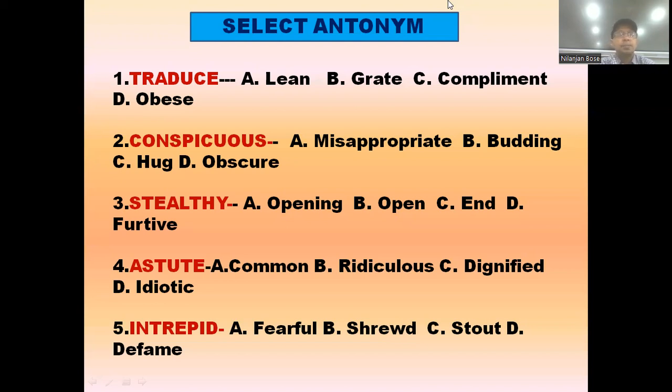Astute. If I am saying that a person is astute, it means that he is really sharp minded. उसका बहुत तीक्ष्ण बुद्धि संपन्न कोई व्यक्ति को हम लोग बोलते हैं astute. तो उसका opposite क्या होना चाहिए? Something idiotic, something stupid. Going to the options, you are getting the first option.